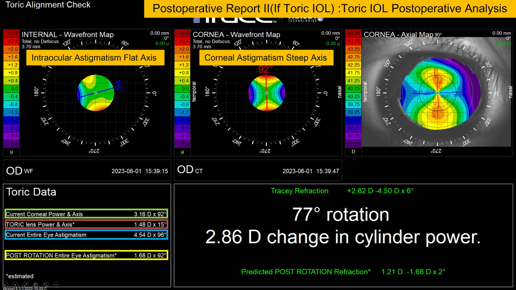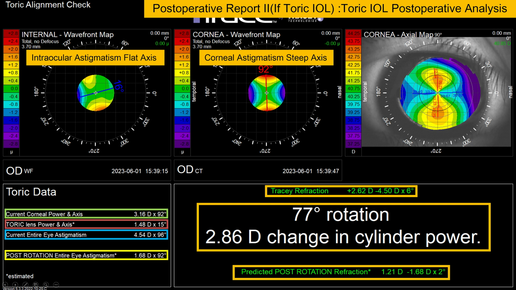Bottom left. Current corneal astigmatism. Current IOL astigmatism. Current total eye astigmatism. Interpretation: if IOL astigmatism is less than corneal astigmatism, the toric IOL is undercorrecting, too weak. If IOL astigmatism is greater than corneal astigmatism, the toric IOL is overcorrecting, too strong. Below, estimated post-adjustment total eye astigmatism.